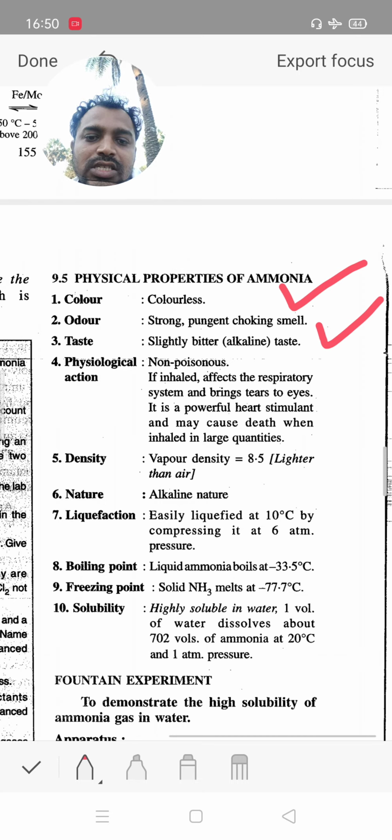It may cause death when inhaled in large quantities. So students, when we use ammonia, we should take some precaution and care. If it is inhaled by ourselves, it may affect the respiratory tract. Inhaling means tears come from the eyes, so use it properly.